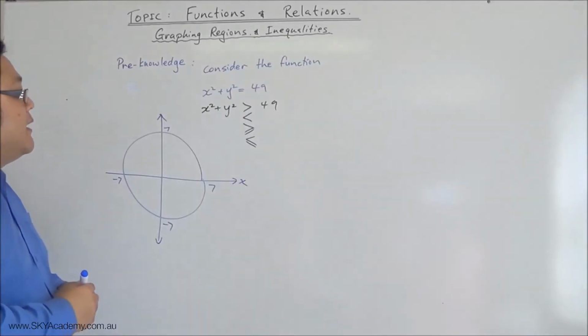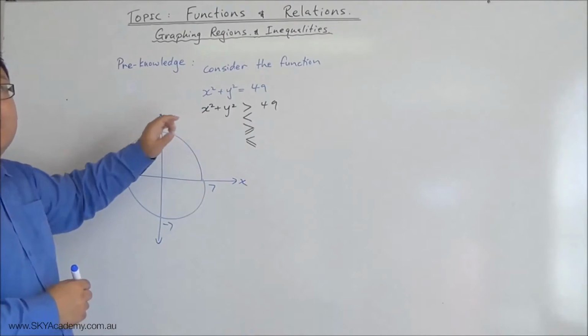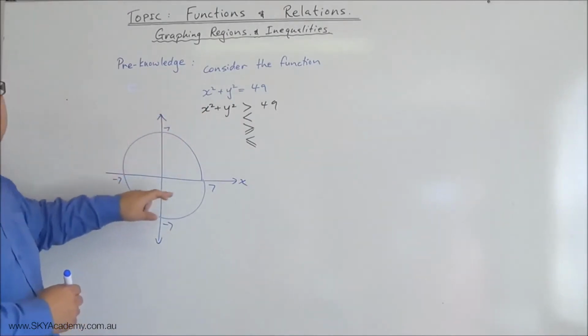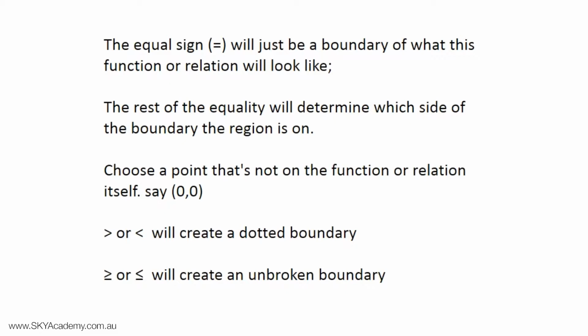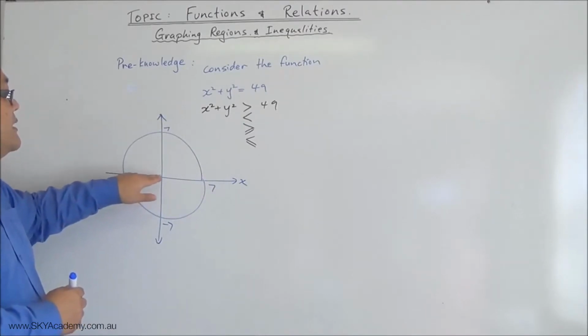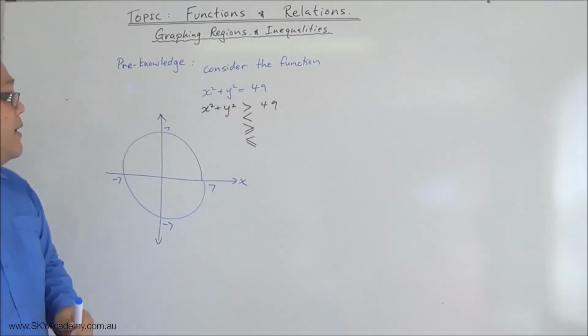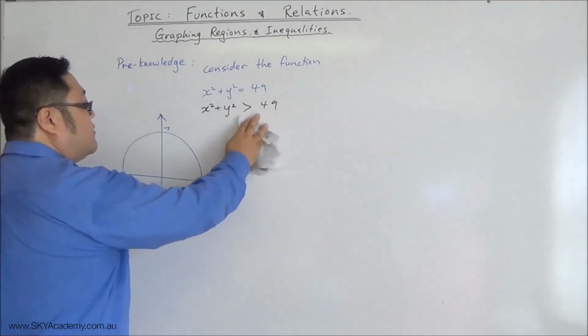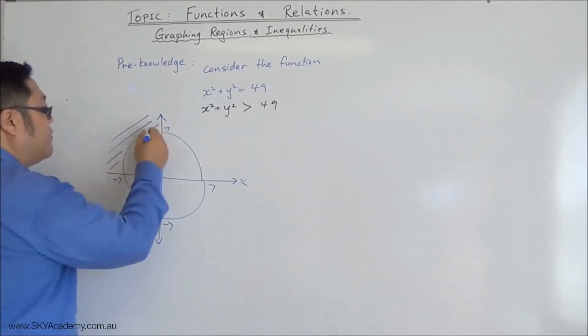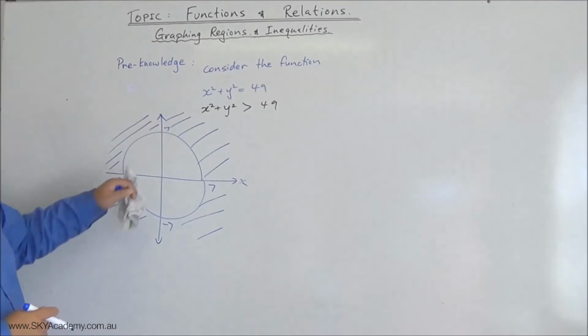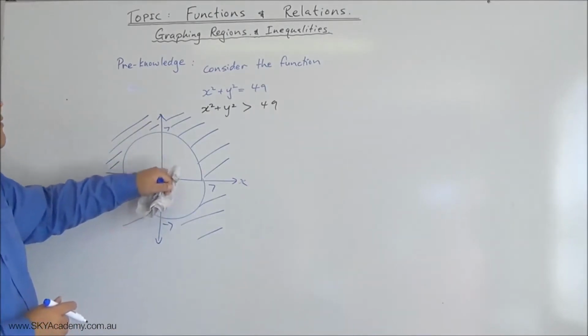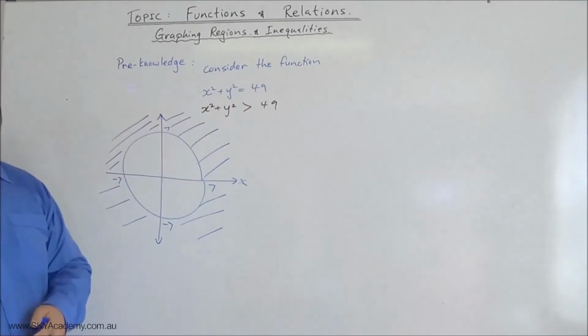The way you do this is to choose a point that's not on the relation itself, and an easy point to choose is (0, 0). Is 0 squared plus 0 squared greater than 49? Not true. So the point (0, 0) does not lie in this relation, and everything other than that would be part of it. So the region will look like that. Does that make sense? Because the point (0, 0) does not satisfy this inequality.